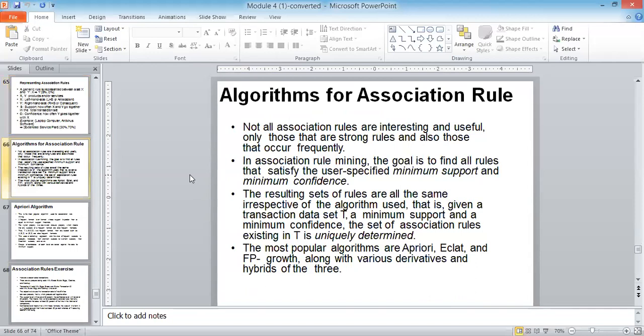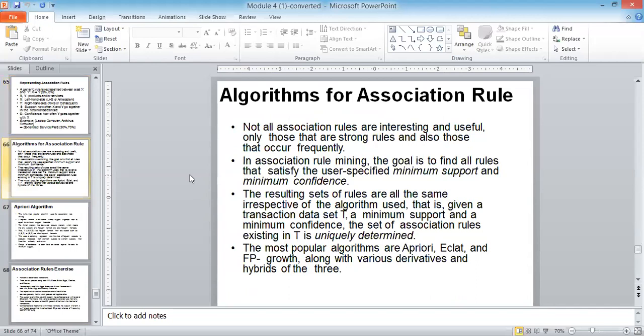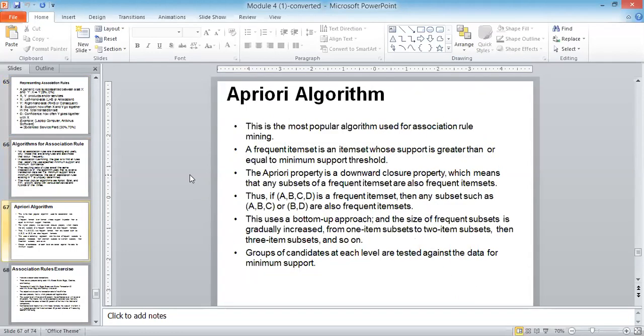Next, some algorithms. The best algorithm for finding the support and the confidence of any two products is the Apriori algorithm. This is the most widely used algorithm for association rule mining. It works on the closure property, which means when there is a set, we can get its subsets. Then we can predict how many products from the set are subsets of this product. Basically it's a bottom-up approach.